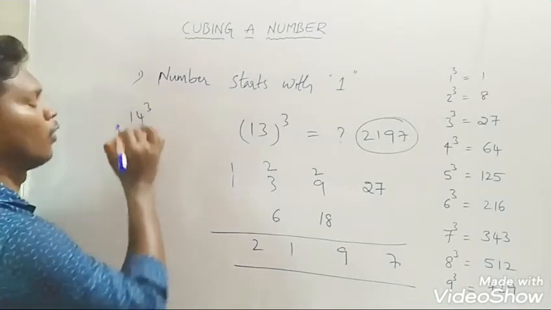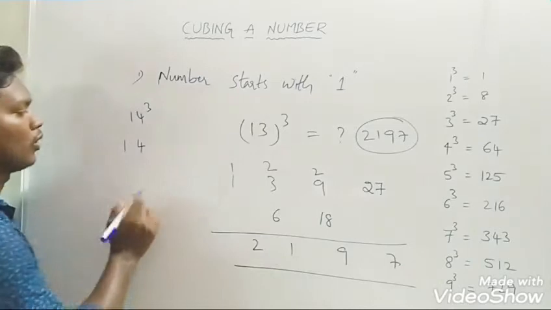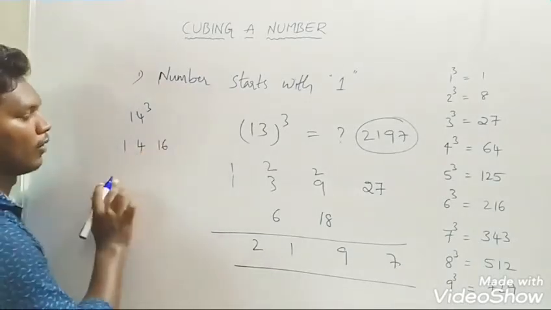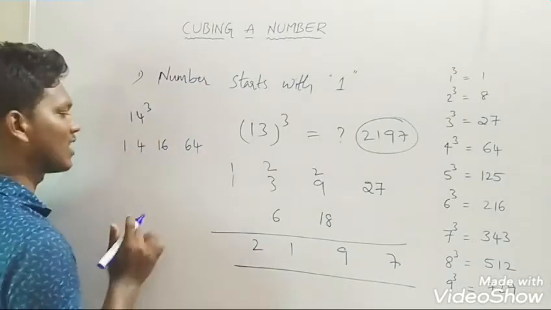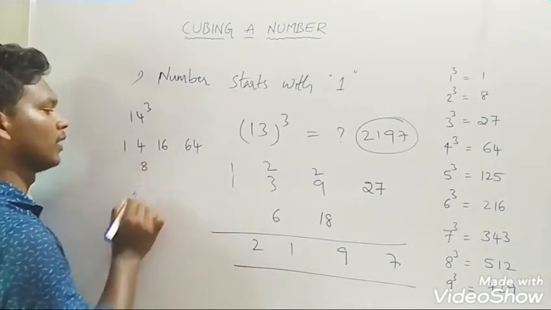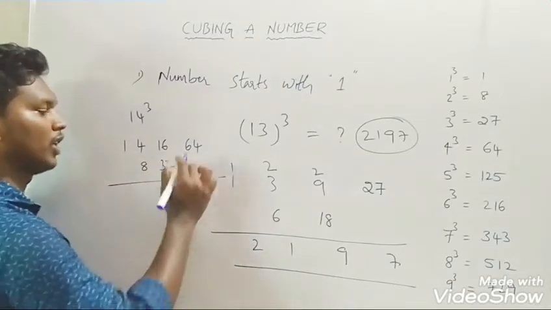Suppose you want to cube 14. 14 cube. So write 14 as it is. 4 square will be 16. 4 cube will be 64. So leave the first one and the last one. Double the 4 will be 8 and double the 16 will be 32. And go through the addition.